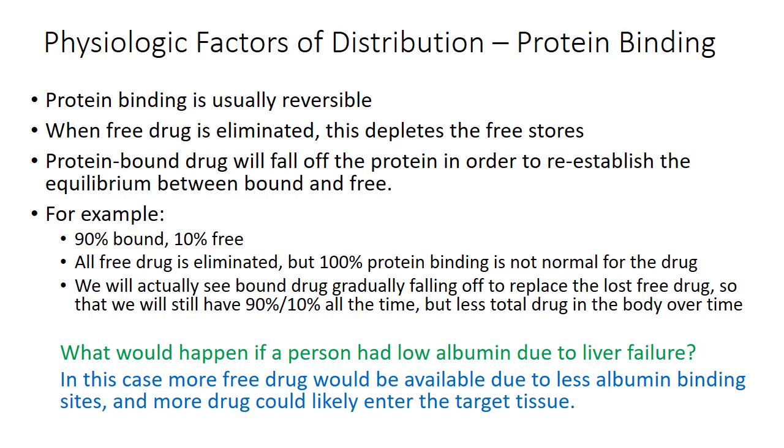And it looks like I already had the answer revealed here, but in your handout I think it's blank. So I apologize, the answer's already there. But what would happen if a person had low albumin due to liver failure?